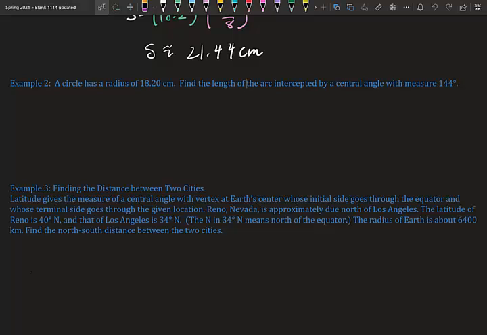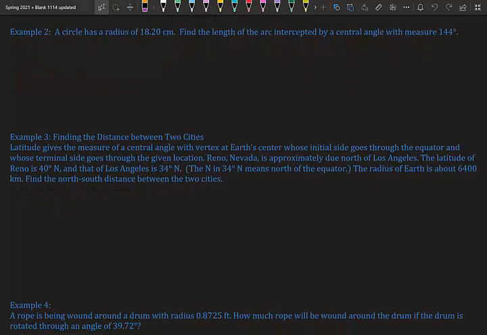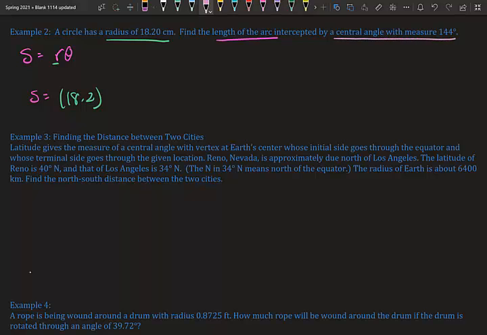Alright, so example 2. A circle has a radius of 18.20 centimeters. Find the length of the arc intercepted by a central angle with measure 144 degrees. So since it says to find the length of the arc, we know we're going to be using s equals r theta. So our radius is 18.20, so 18.2. And our theta, which is the central angle, is 144 degrees. That's not allowed. Theta must be in radians. So let's switch this to radians.